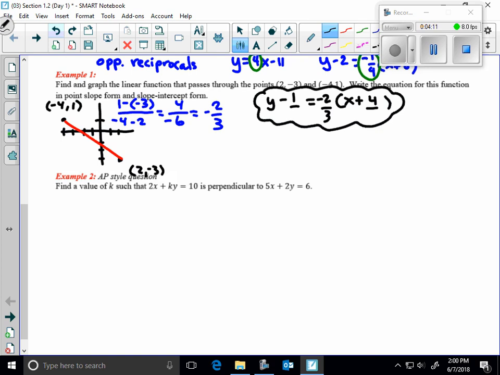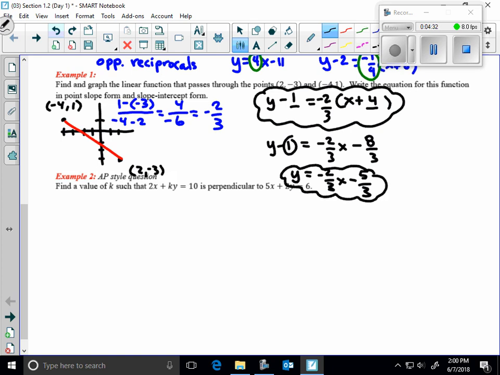Now, if I wanted to write this in slope-intercept form, I would first distribute the negative 2/3. And what would that be? 8/3. This right here is 3/3. So if I add 3/3 to negative 8/3, I get negative 5/3. And that would be the slope-intercept representation of the line going through those two points.